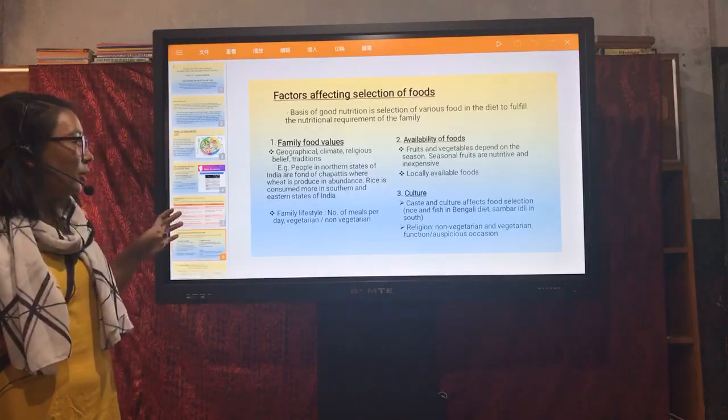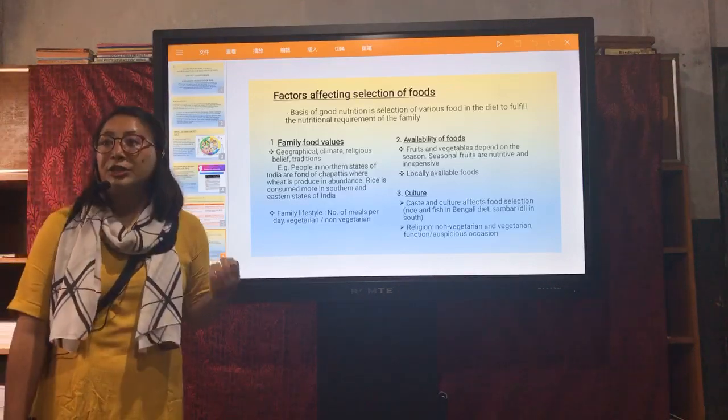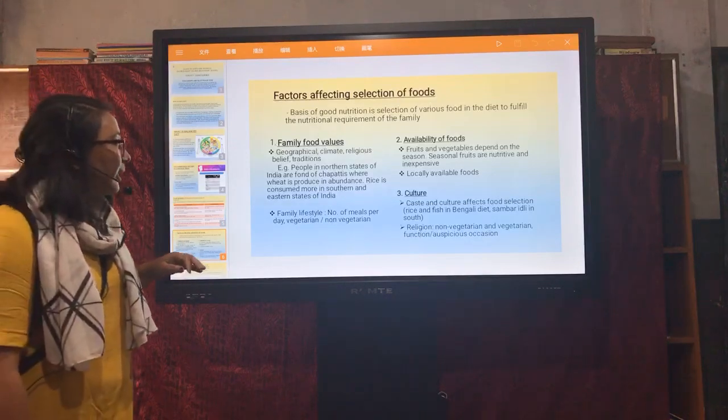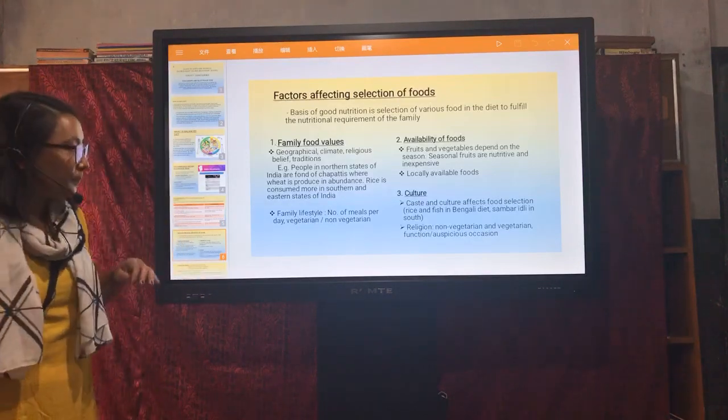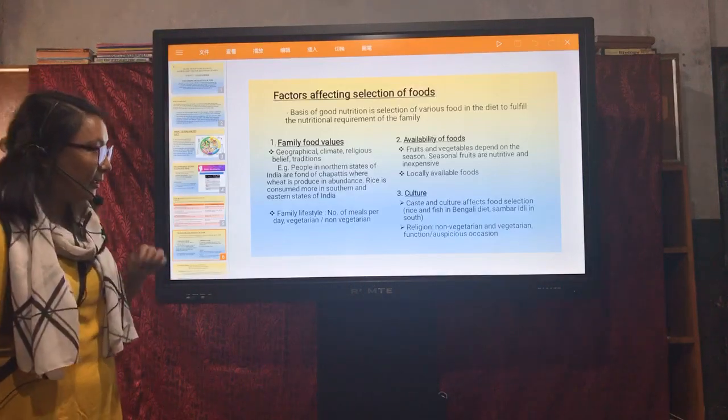So depending on the number of meals we take every day, and our food habits, whether we are vegetarian or non-vegetarian, affect the selection of the food items. The second point is availability of foods. So the availability of fruits and vegetables depends on the season.